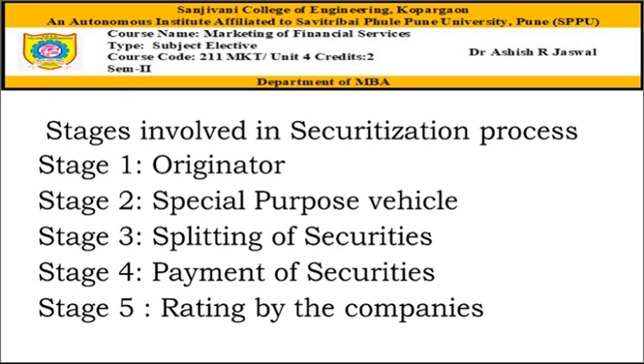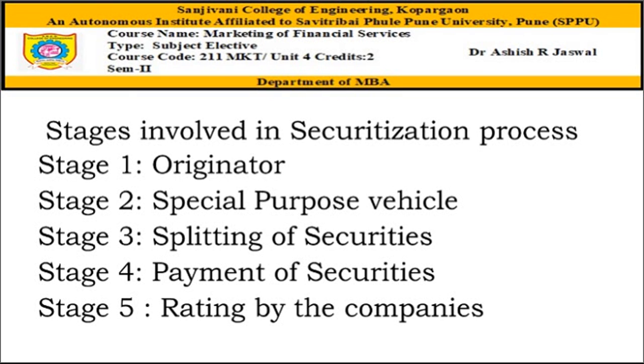Once the special purpose vehicle is created, the next step is to split it. The SPV splits various assets into different types of securities according to the maturity date and interest rate. The different types are as follows: pass-through certificates, pay-through certificates, interest only certificates, and principal only certificates. Let us understand one by one what those are. The first is pass-through certificates. In the case of pass-through certificates, payments are received from assets such as housing loans, out of which payments for certificates of deposit are made as and when they are due.